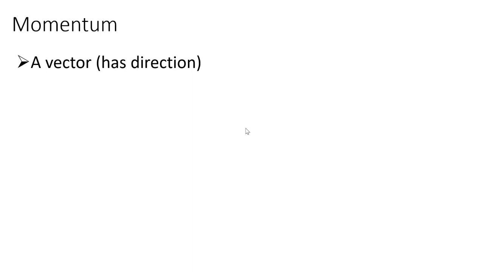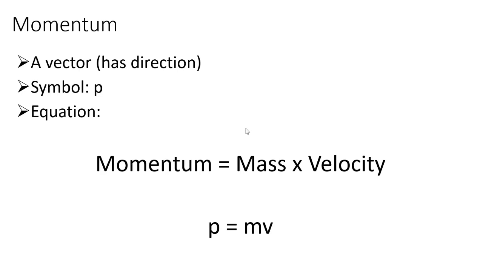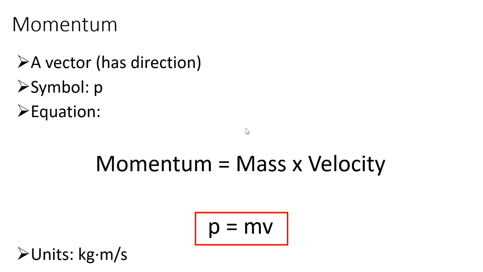Momentum is a vector quantity, so that means that it does have direction. Its symbol is p. That's because the m was taken by mass. P has Latin roots to it. I think it's pater or something like that. You can look that up. The equation for momentum is just mass times velocity, or p is equal to mv. The units are kilograms meters per second. And p equals mv is a formula that you will find on your formula sheet, so it's one that gets used with our questions quite a bit.